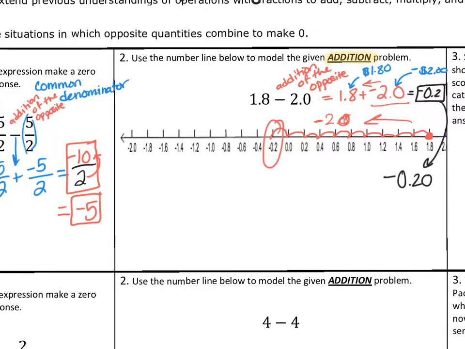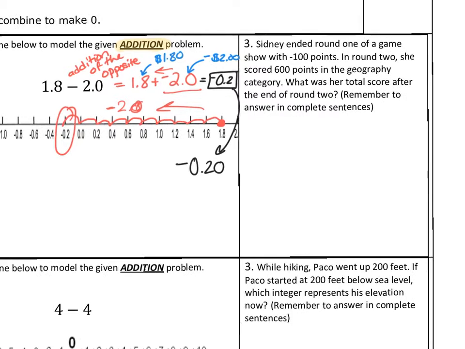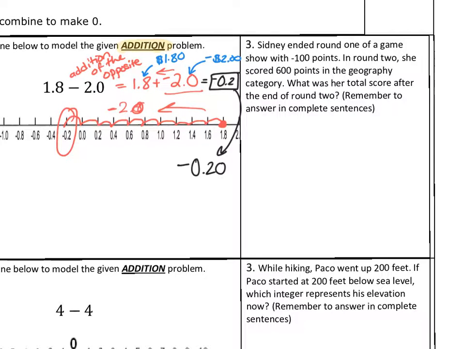Number 3. Cindy ended round 1 of a game show with negative 100 points. So I'm going to start off by drawing a picture. This is SMP4, model with math. You are not familiar with the SMPs yet. In a week or two, you will be familiar with them. Basically, that just means draw a picture. I don't like my line, so I'm going to erase it. I want to make it straight.